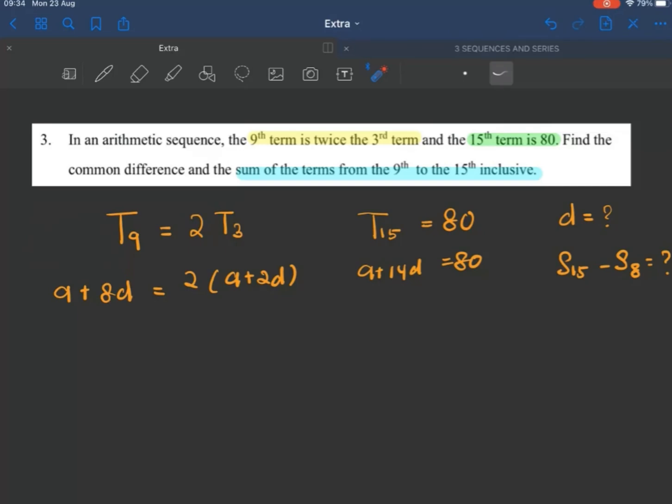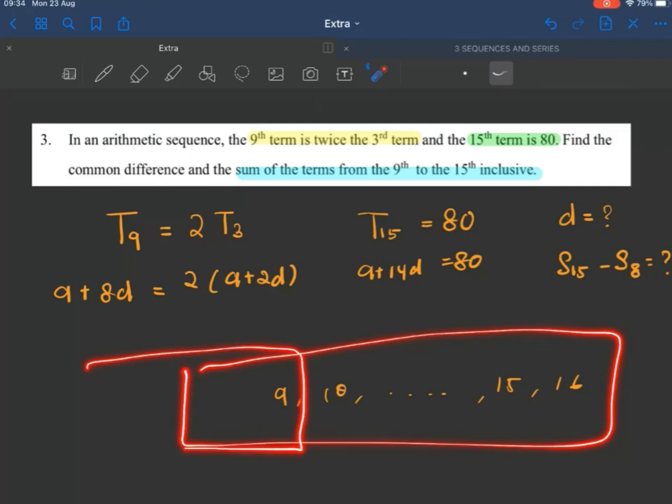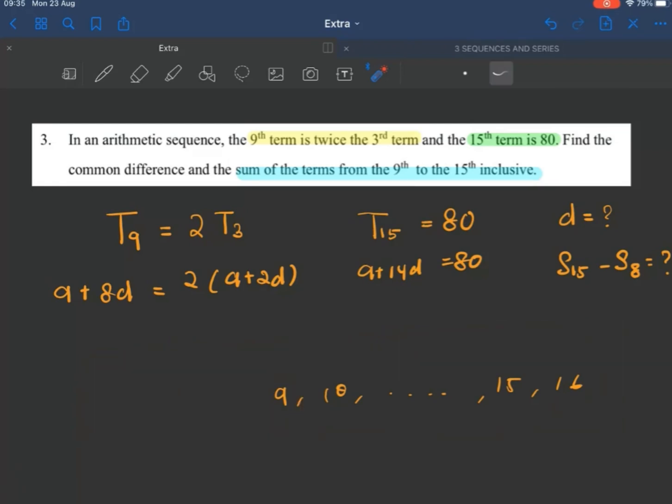S16 minus S9 boleh juga ke? S16 minus S9, tak boleh. Sebab 9 tu kamu tolak, kita tak termasuk 9 dekat situ. Kalau S16, contoh 9, 10, 15, 16. Kalau S16 semua sekali tolak dengan S9, kamu dah buang term ke-9 dekat situ. Tapi soalan kata 9th inclusive. And 16 pun tak termasuk sebenarnya. So kalau tak nampak apa benda soalan tu tanya, tulis je term kamu. Kita tuliskan je term kita.